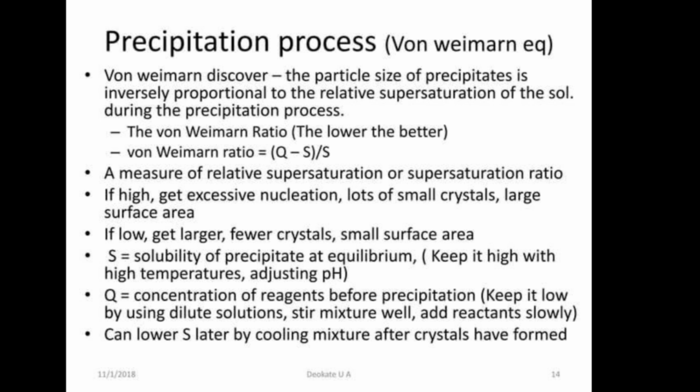S is the solubility of the precipitate at equilibrium; keep it high with high temperature and by adjusting pH. Q is the concentration of reagent before precipitation. Keep it low by using dilute solutions, stirring the mixture well, and adding the reactant slowly. You can lower S later by cooling the mixture after crystals have formed.